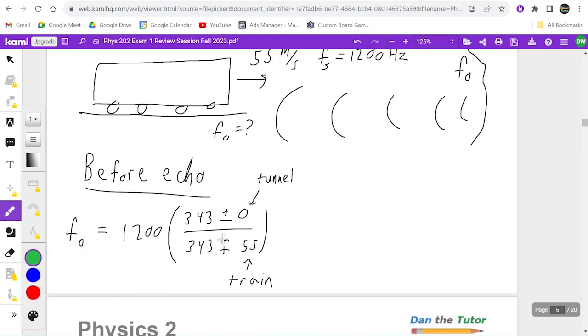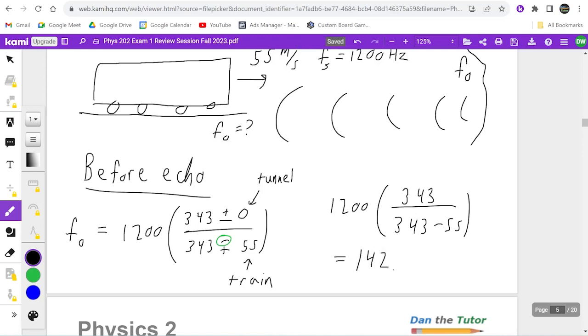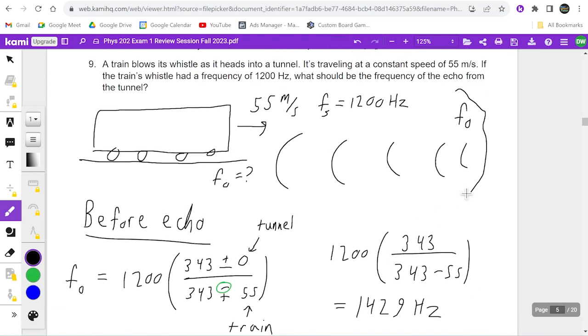It is going to be getting closer to the cave, basically. So for that reason, we use minus. We use the top because it's getting closer. Train's getting closer to the wall. So then that means the math will become 1200 times 343 over 343 minus 55. And again, I did this earlier on my calculator. We get 1429 hertz. Like I said, this is half the problem, okay? Because this is before the echo. Now for the second part of the problem, the echo becomes the source and the train becomes the observer.